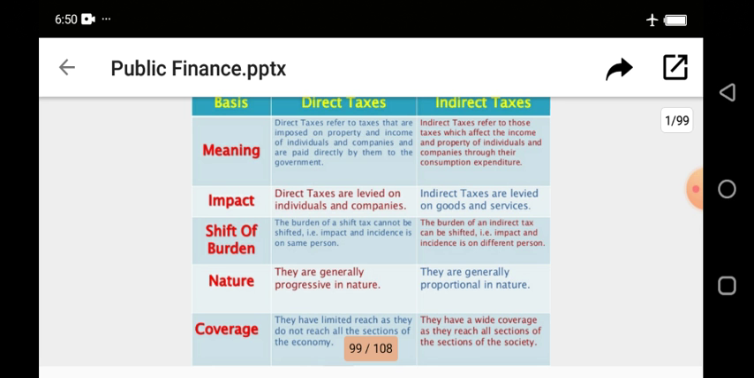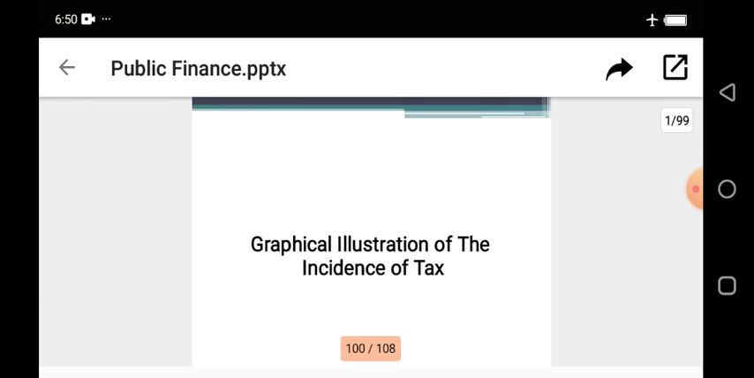So this knowledge will help you in the next section that we are going. We'll be looking at the graphical illustration of incidence of tax. So we will now be introducing graphs to what we've been discussing so far. But this graph will affect mainly indirect tax. Why? Because we want to see the final resting place of this tax based on how elastic the product is, based on the price elasticity of demand of such products.